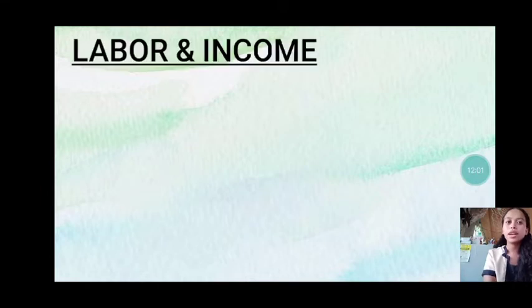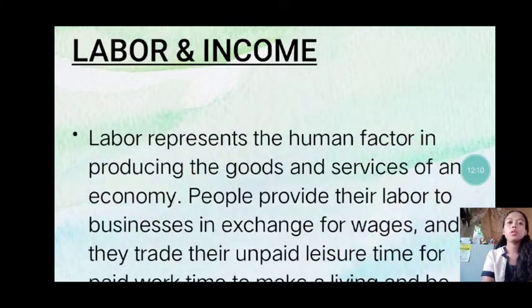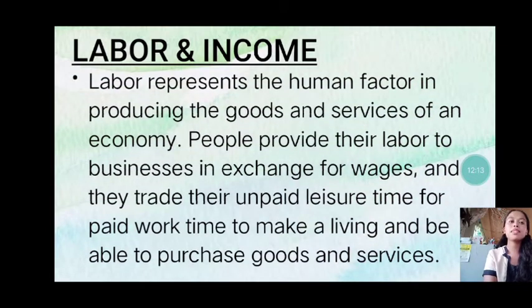So we have talked earlier about breaking the vicious circle of more income or more labor. So we will define what is labor and income. So reflect upon yourselves and think of what is labor and income. So, labor represents the human factor in producing the goods and services of an economy. People provide their labor to businesses in exchange for wages, and they trade their unpaid leisure time for paid work time to make a living and be able to purchase goods and services.